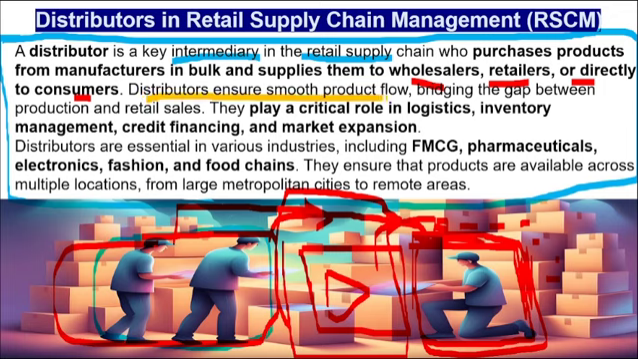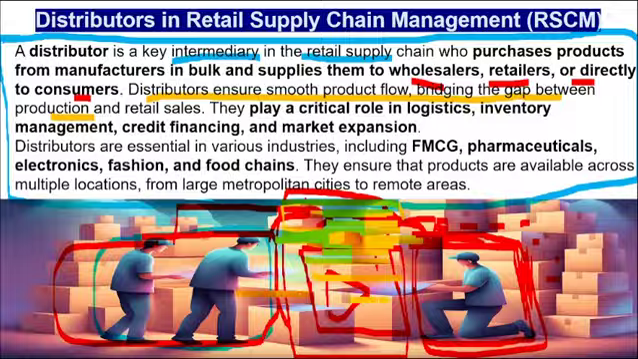Distributors ensure smooth product flow, bridging the gap between production and consumption. They are making the bridge. You can also see the bridge over here. A bridge between whom? Between the manufacturer and the consumer, or the retail sellers. They play a critical role in logistics. They also do inventory management, credit financing, market expansion. We can see all these points in upcoming slides in very detail.